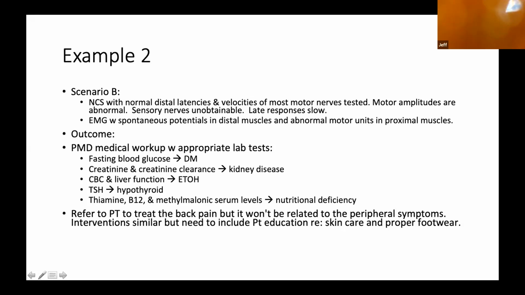Yeah, I didn't get into detail about the electrodiagnostics, but he definitely has a polyneuropathy. It's distal worse than proximal. It did have proximal involvement because we had abnormal motor units and slowing in the late responses, so that indicates distal and proximal uniform findings. I forgot the exact values of the findings, but it was a moderate polyneuropathy.